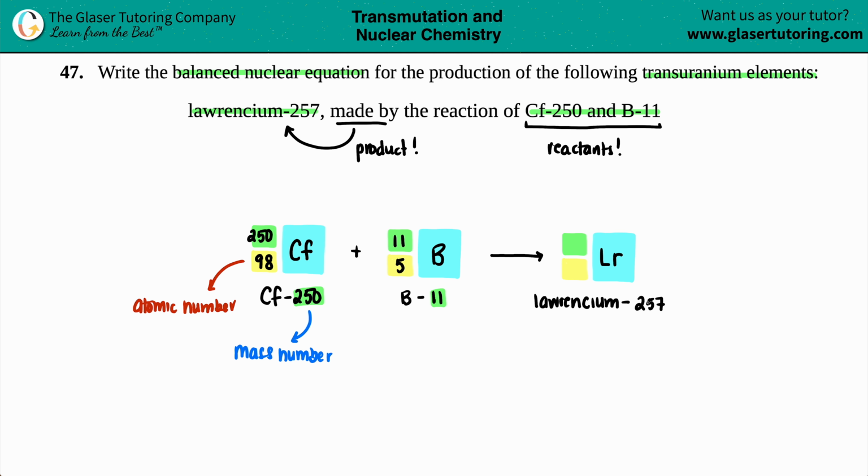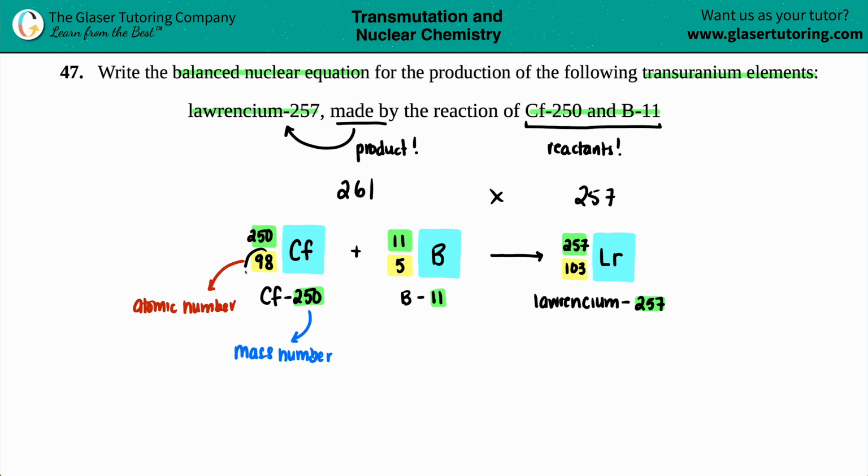Okay, cool. They told us that it was 257, so I'm going to put it up at the top, 257. And now let's just get that atomic number. Lawrencium is 103. So let's see if we are balanced, shall we? 250 plus 11 is what? 261? Yes. That does not equal 257. So that's not good. We're going to have to change that.